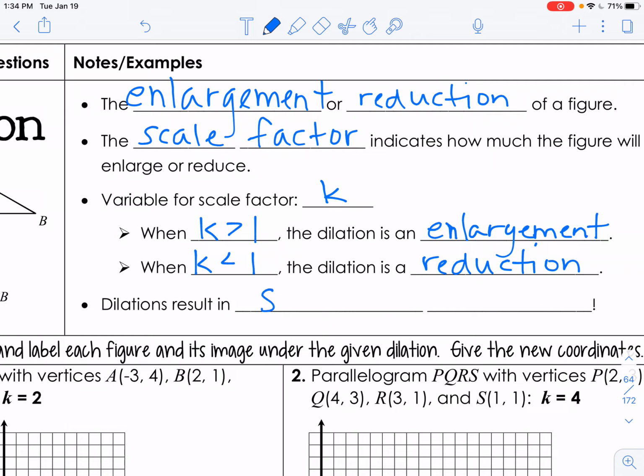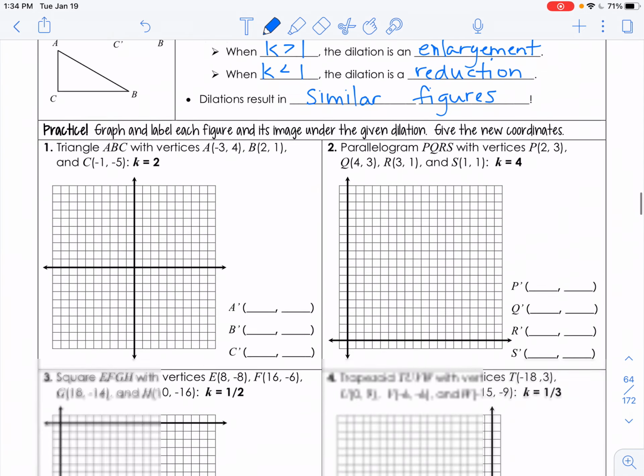Dilations result in similar figures. These are not congruent. Similar means same shape, but not necessarily the same size. So because these shapes are getting bigger and smaller, they can't be congruent anymore because their size changes. But they're going to stay the same shape, they're just going to get bigger and smaller. Okay, we're going to do a few examples here.